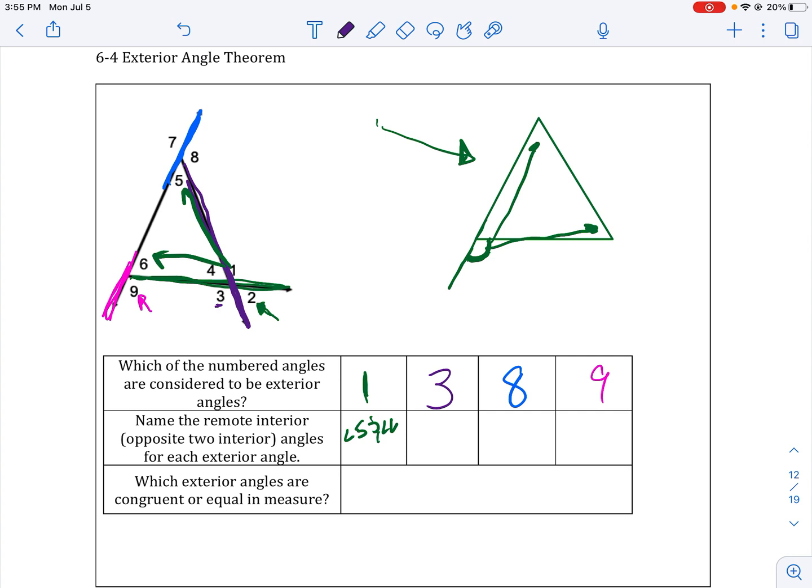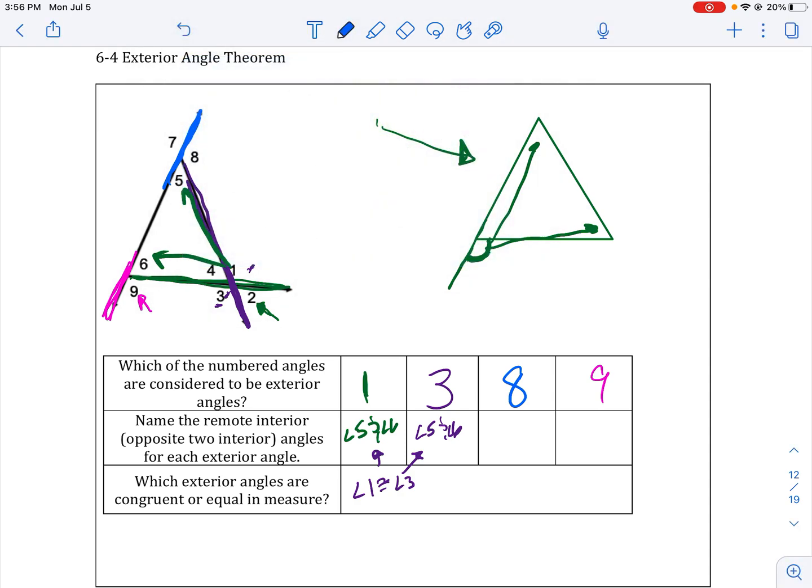From 3, the opposite 2 inside are also angle 5 and angle 6. And if you look, 1 and 3 are vertical angles because they are opposite sides of each other. So those are going to be equal in measure. They're going to be congruent. So down here at the bottom, angle 1 is going to be congruent to angle 3. They're vertical angles, and check this out, they have the exact same remote 2 interior angles.